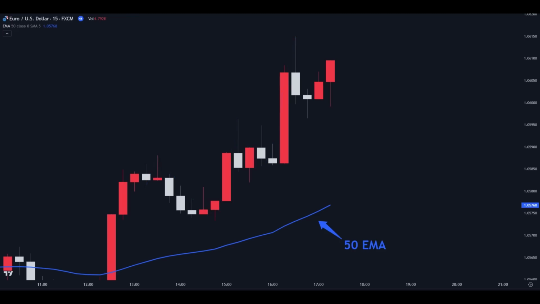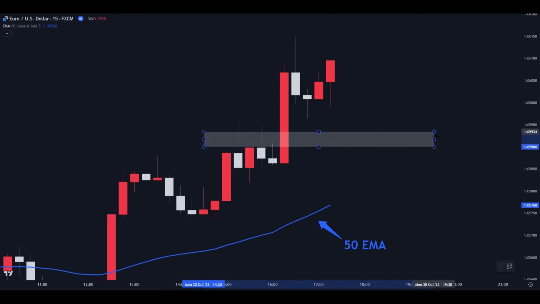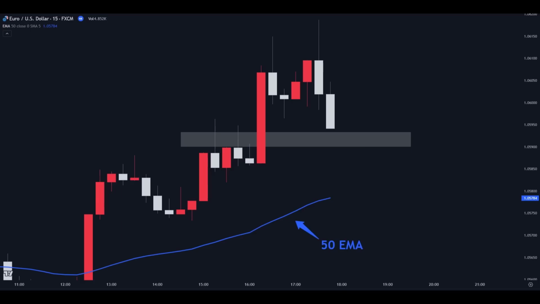But first, where is the best place to look for trading opportunities? We can see that this previous area of market structure has recently acted as resistance. After the breakout, the resistance turns to support, possibly providing us with an opportunity to go long.